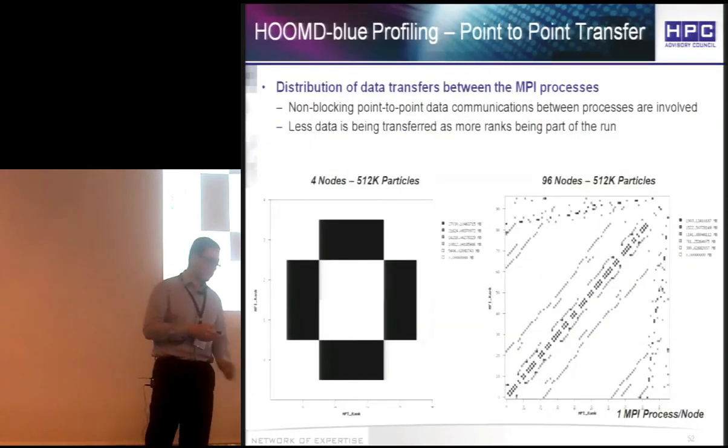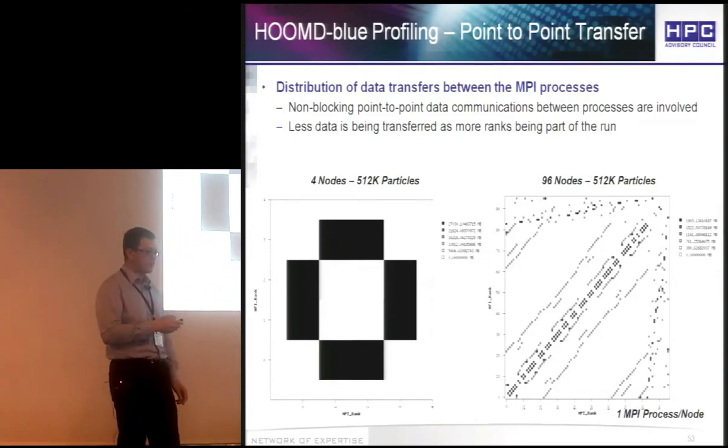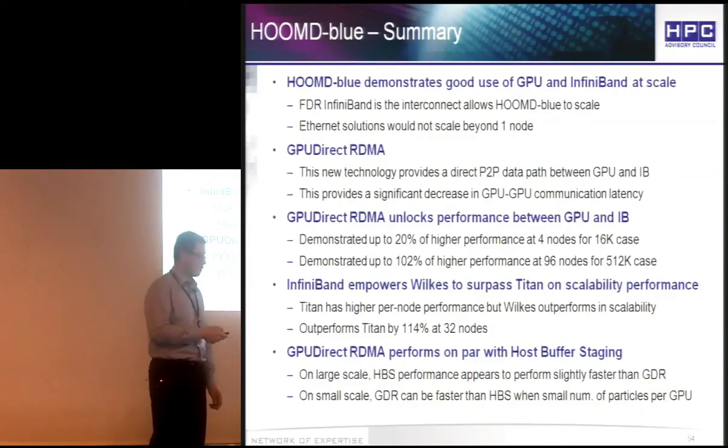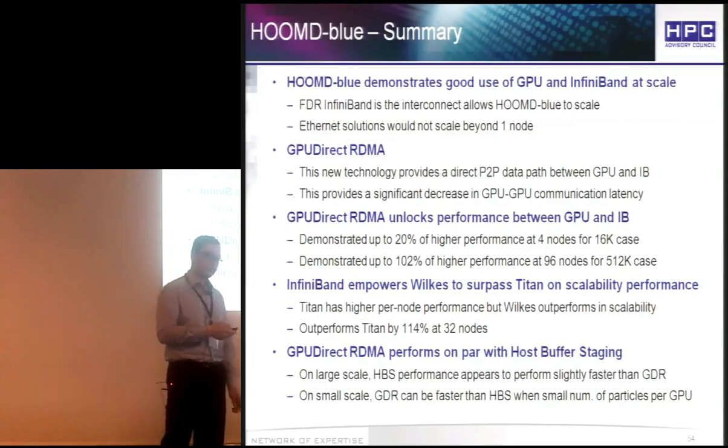Here is another profiler's output from IPM. This shows you the amount of data being transferred on a node-to-node basis. You do see that there is a lot of data being transferred. And this is basically the summary of the findings that I've seen.